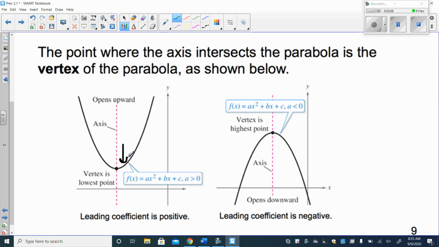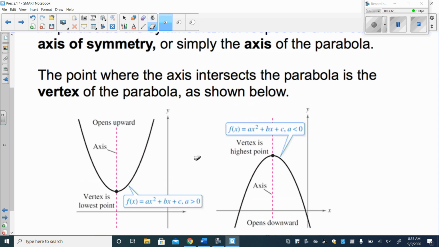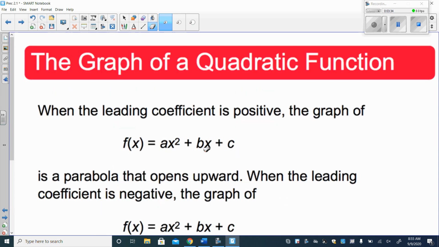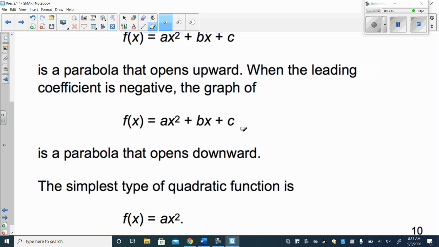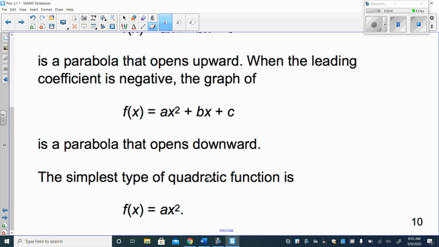The vertex is either the lowest point or the highest point in the parabola, depending on the value of a. If a is positive, it's going to open up. If a is negative, it's going to open down, the leading coefficient. And the leading coefficient is always talking about the number in front of the variable with the highest power, the highest degree. And we have these here. When the leading coefficient is positive, the graph opens up. When the leading coefficient is negative, so when a is negative, it opens down.